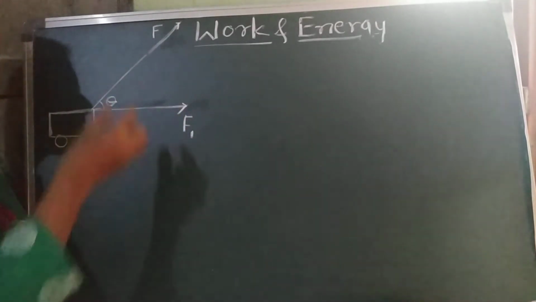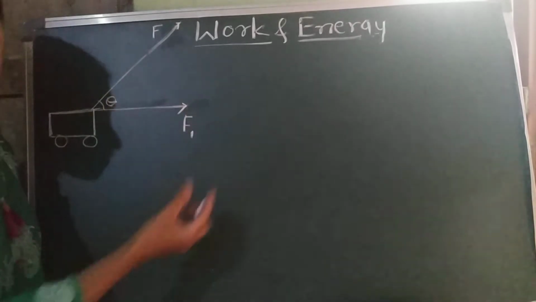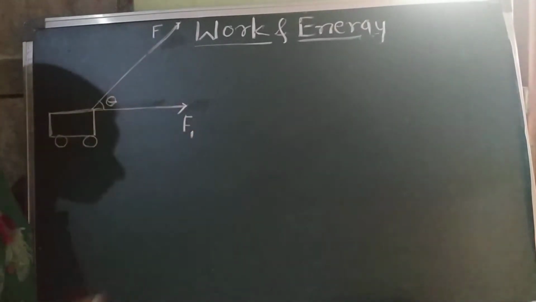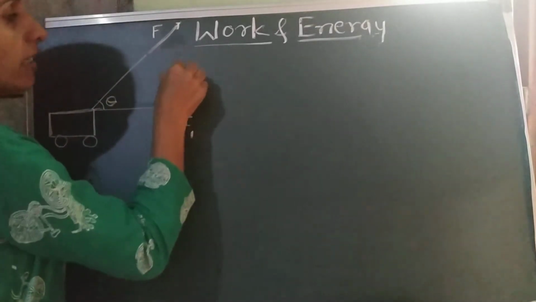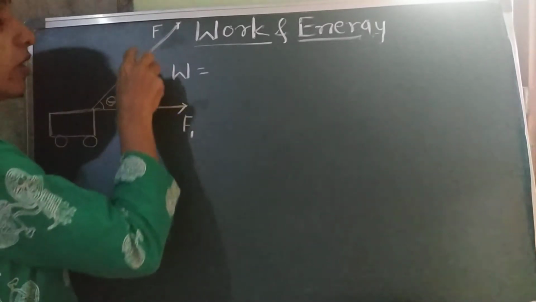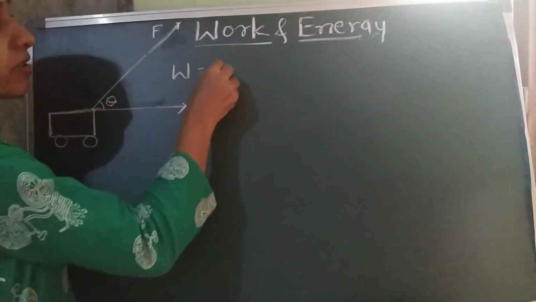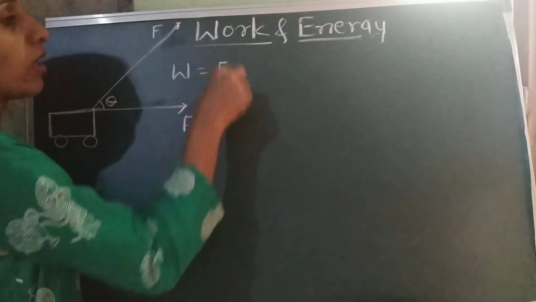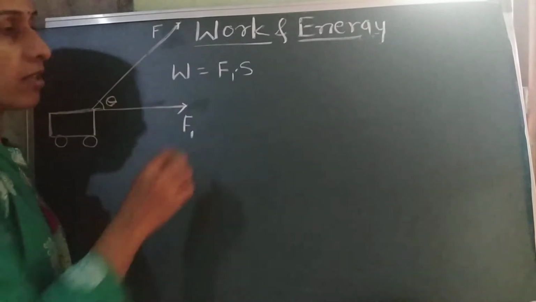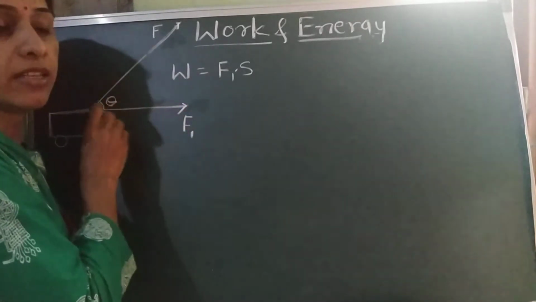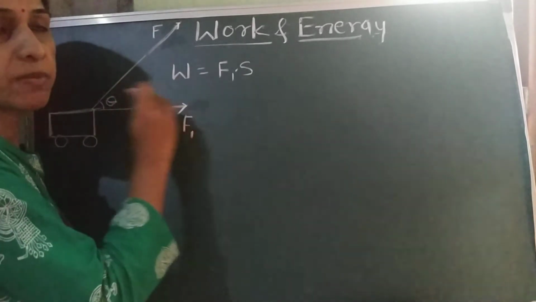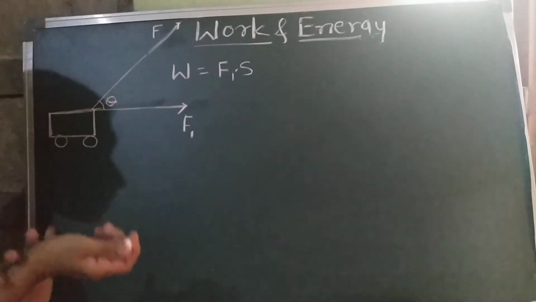So what we have to do is convert the applied force into the acting force in the direction in which the object gets the displacement. We know that work is equal to force into displacement. So here the force is the applied force, suppose F1, and the displacement occurring is S. We are considering F1 because the displacement occurs in that direction.